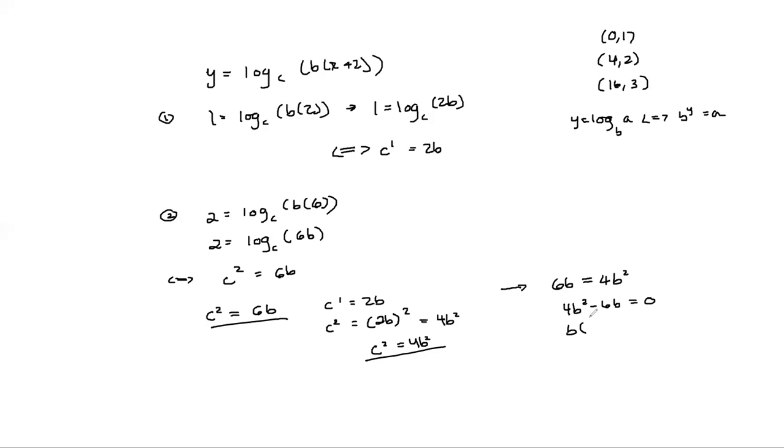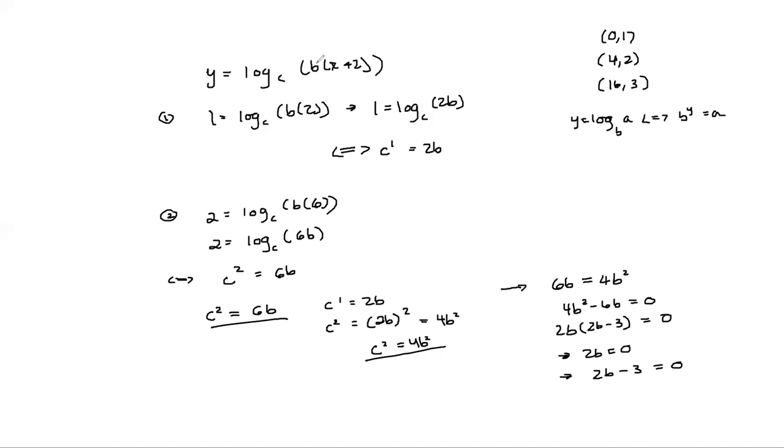If we were to find the value here, I have that b, I can put 2b out. So I'm left with 2b minus 3 is equal to 0. And that would mean that either 2b is equal to 0, or 2b minus 3 is equal to 0. So if 2b equals 0, that means that b is equal to 0.